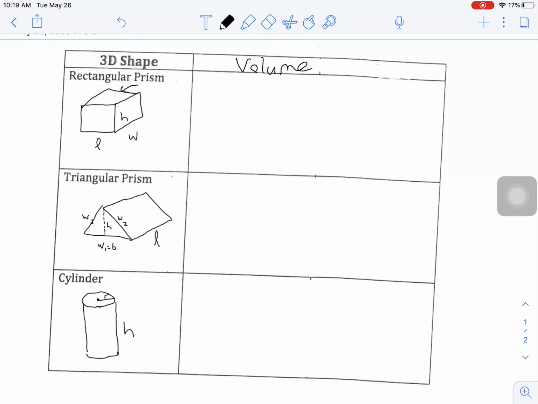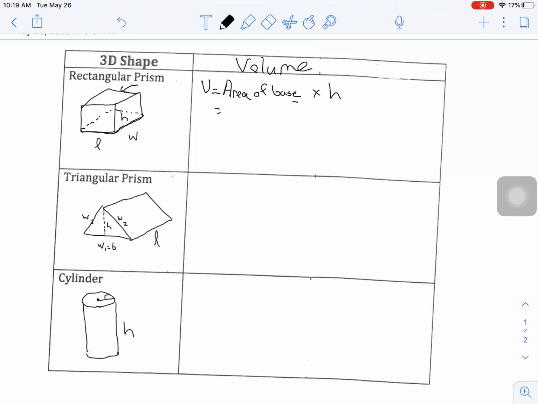And remember, to create the volume of this, we have the base of this object, which is a rectangle, right? And if we stack a bunch of these rectangles on top of each other, we'll eventually get to the top. So remember, the formula for volume is equal to area of the base times height. So what would the area of this base be?